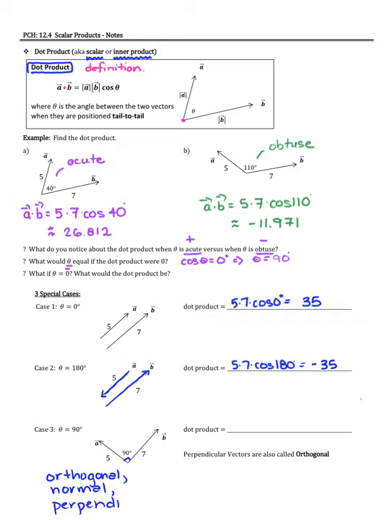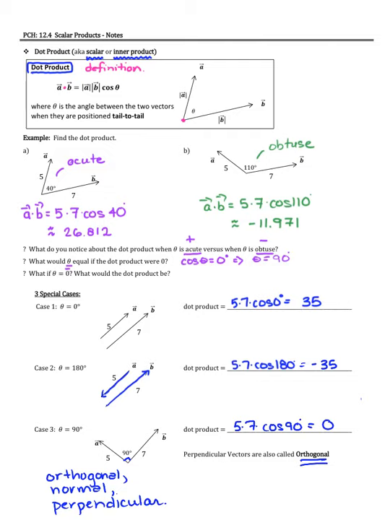3 different ways to say the same thing. So if you want to sound impressive and have someone not really know what you're talking about, you can say 2 things are orthogonal. So the dot product, notice, would be 5 times 7 times the cosine of 90 degrees, which is 0. All right, so there's our orthogonal.